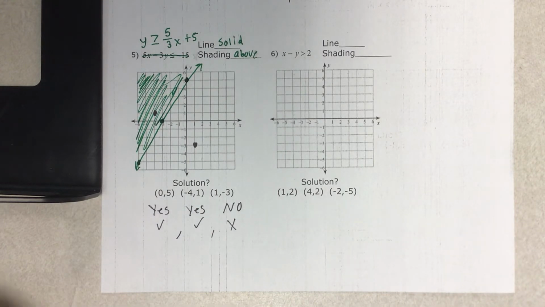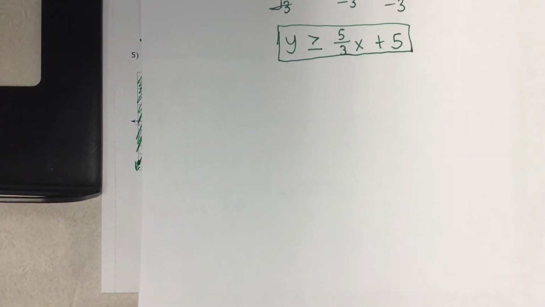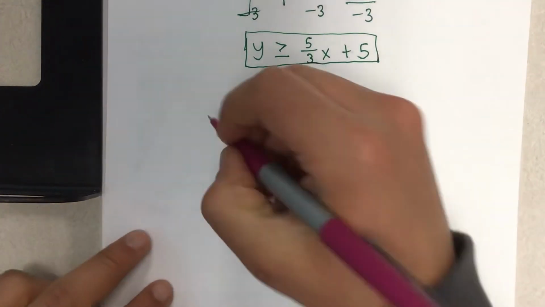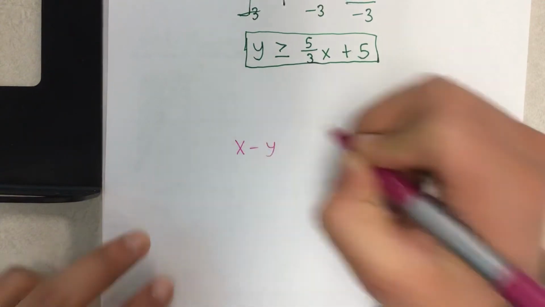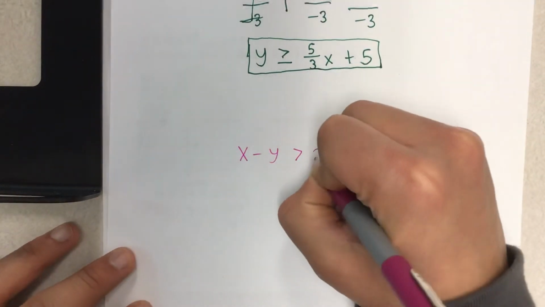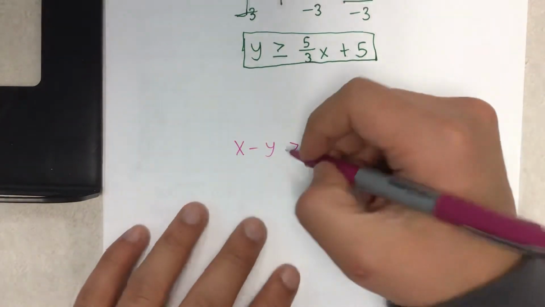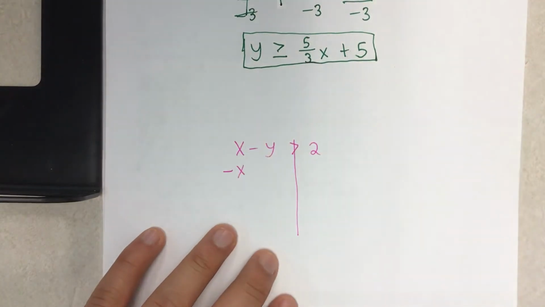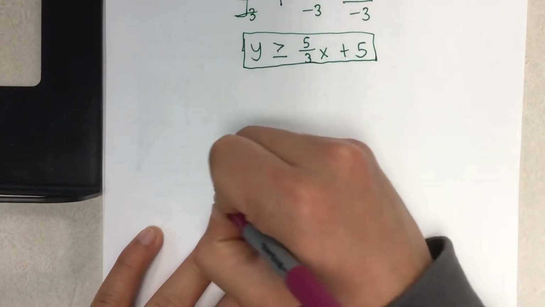Again, it is already not in a form that's easily graphable, so we need to grab a piece of paper, do some math. So I have x minus y greater than 2, and we want to solve for y, so we can graph it easily. So I need to move the x, so I subtract x from the left. What I do to one side, I do to the other.